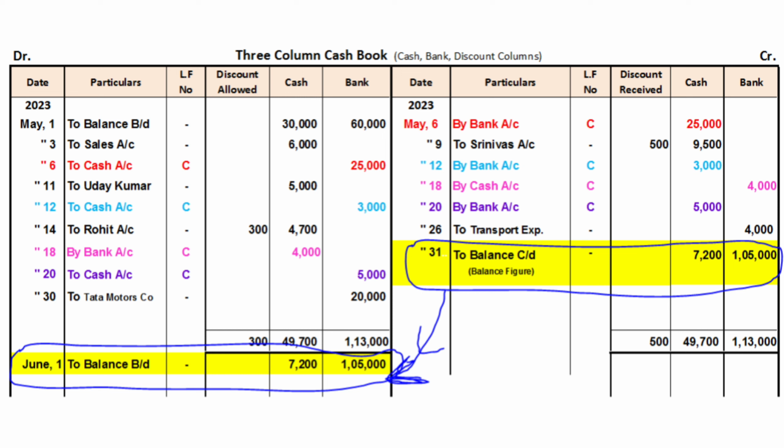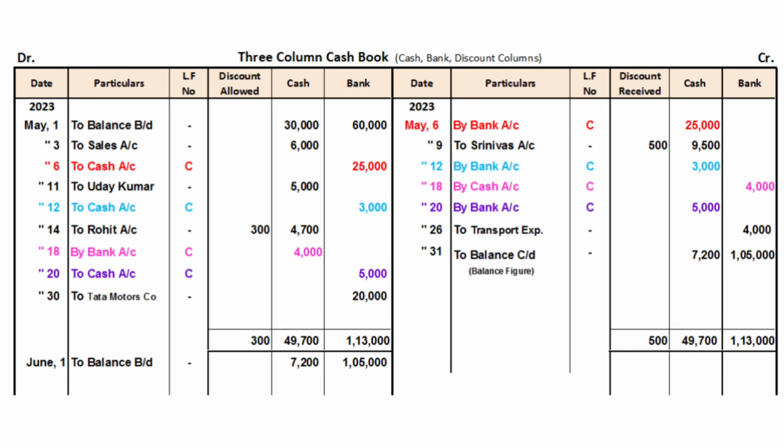Now all the procedure of the 3-column cash book has been completed. The complete solution is displayed on the screen for your easy understanding. Please observe carefully. Hope this video will help you a lot to learn the 3-column cash book in an easy way.